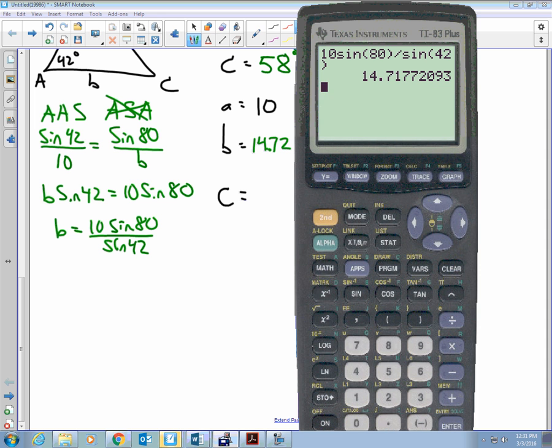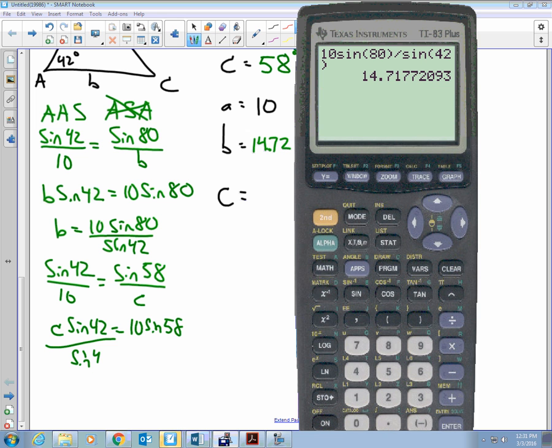Now I have to find C, so I'll set it up again. Sine of 42 divided by 10 is equal to the sine of 58 divided by C. So I get C sine of 42 is equal to 10 sine of 58. If you look at my chicken scratch down here, you can see I have 10 sine of 58 divided by sine of 42. That's very similar to what I just plugged into my calculator, isn't it?